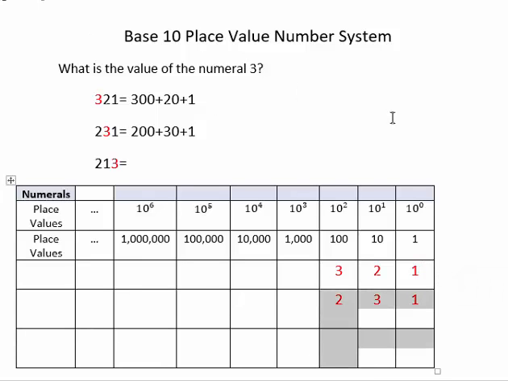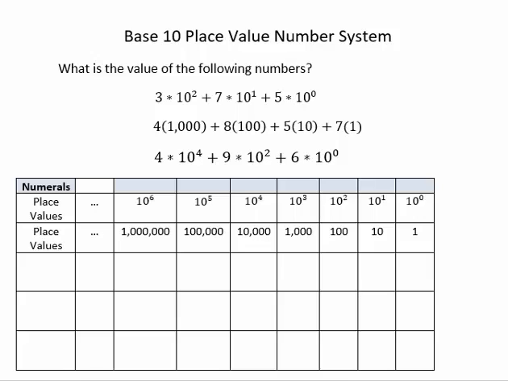Now the third number has a 2 in the hundreds place, so that's 200, a 1 in the tens place, that's 10, and a 3 in the ones place, which makes it 3 ones. So the third number is 213. All three of these numbers, even though they have the same numerals, are completely different, because the position of the numeral in a place value system, any place value system, is crucial.